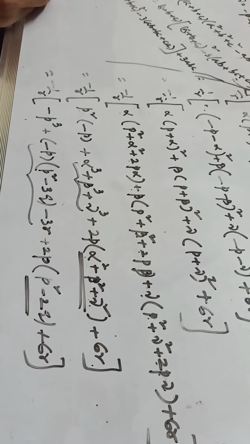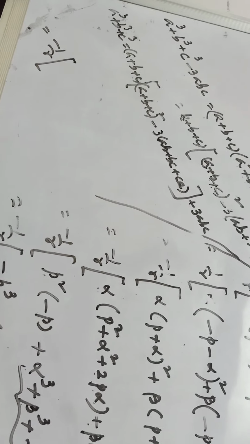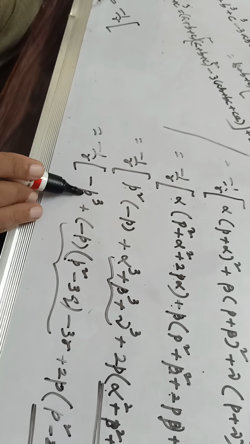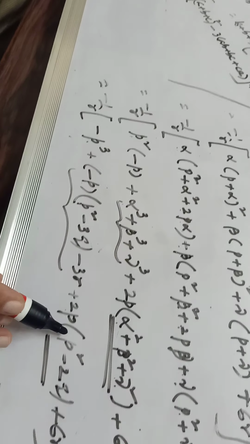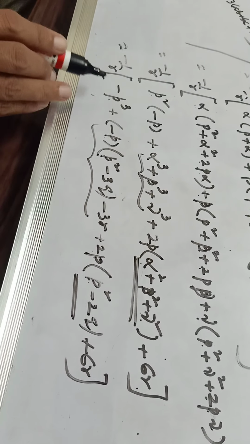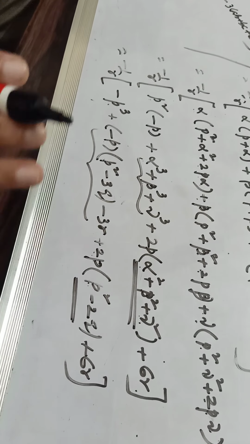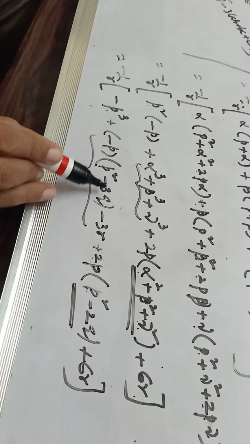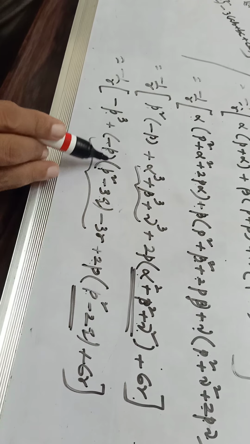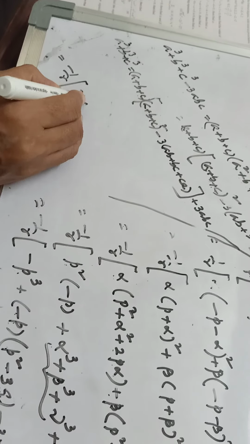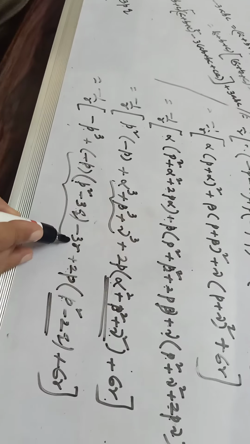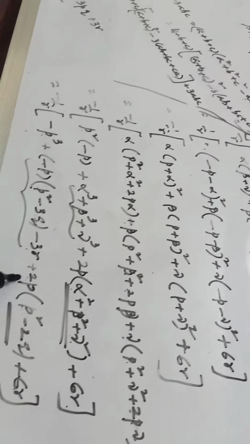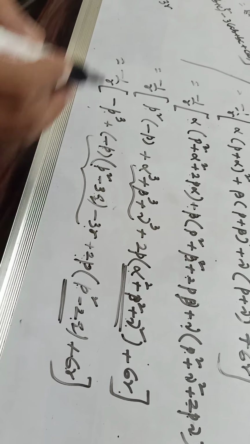So the final answer is minus 1 by r into, here on expanding this, you will get minus p cube, that is minus 2p cube. But if you multiply these two, you will get plus 2p cube. So minus 2p cube and plus 2p cube, they get cancelled. Now multiply these two. Minus into minus, plus 3p cube. So plus 3p cube I am writing here. Minus 3r plus 6r is plus 3r. Here if you multiply these two, you will get minus 4p cube.